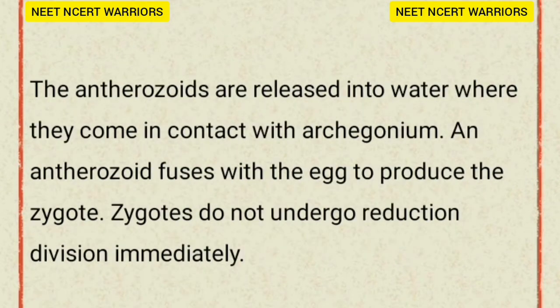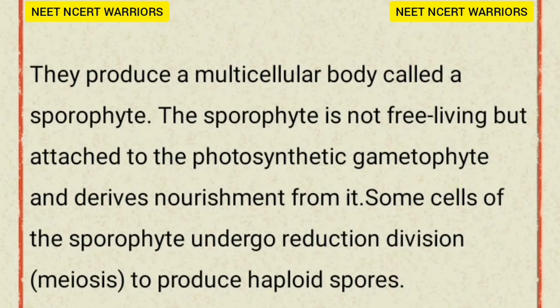The anthrazoids are released into water where they come in contact with archegonium. An anthrazoid fuses with the egg to produce the zygote. Zygotes do not undergo reduction division immediately. They produce a multicellular body called a sporophyte. The sporophyte is not free-living but attached to the photosynthetic gametophyte and derives nourishment from it.